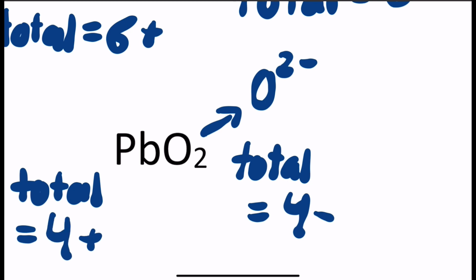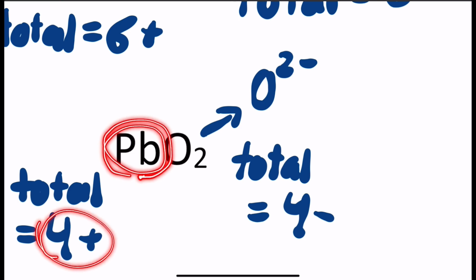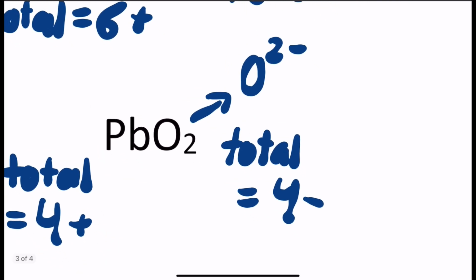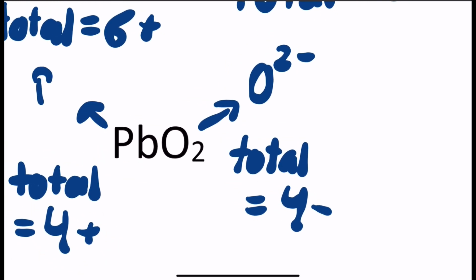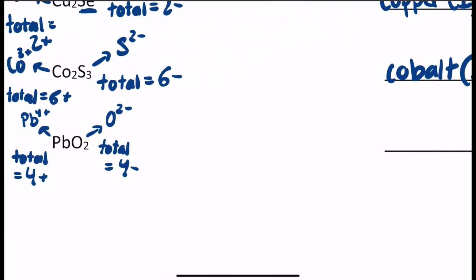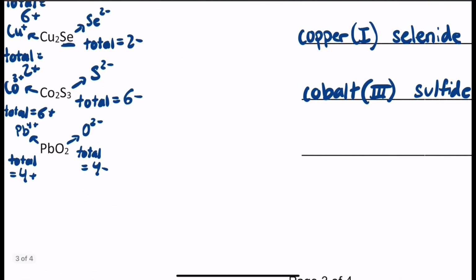Now this one's a pretty simple example because there's just a single lead ion. The single lead ion has to add up to a +4, so the lead ion must have a +4 charge. So when we're naming this compound, it's going to be something like lead 4 oxide.